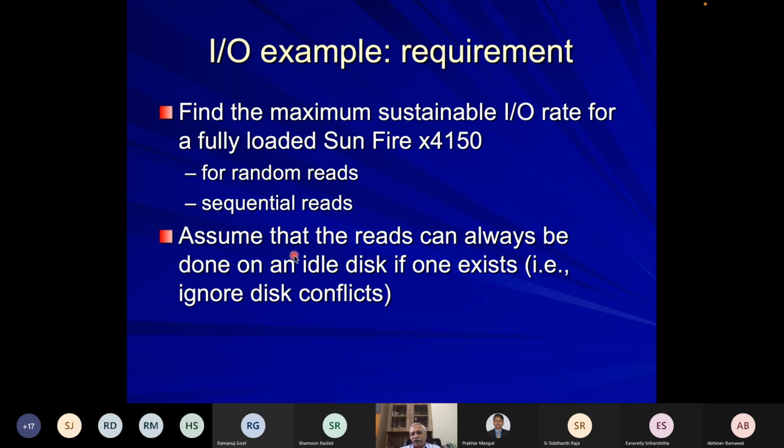We assume that there are multiple disks and all the requests for reading are actually spread across different disks. Okay, so if, let us say, you have 4 blocks to be read from disk simultaneously, then they can be read from 4 different disks. So there are no disk conflicts. That's an assumption here.